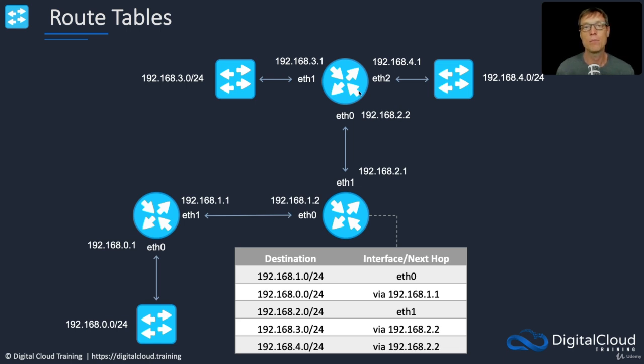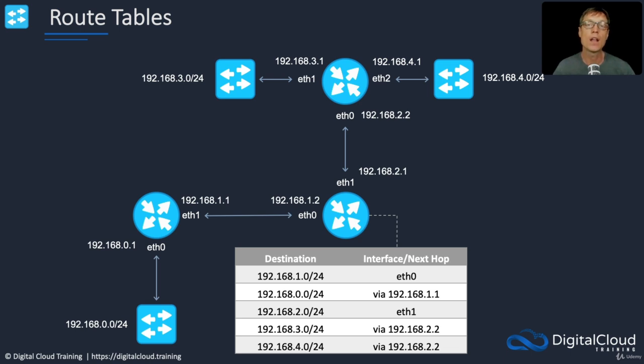Now this is a really simplified view. The interface names would be different in the real world. Obviously there'd be a lot more complexity, and there can be many more networks as well. But that's just to show you at a basic level how route tables work. So they help a router to understand what is the next hop to a specific destination. And they can actually build these dynamically, or they can be statically defined.